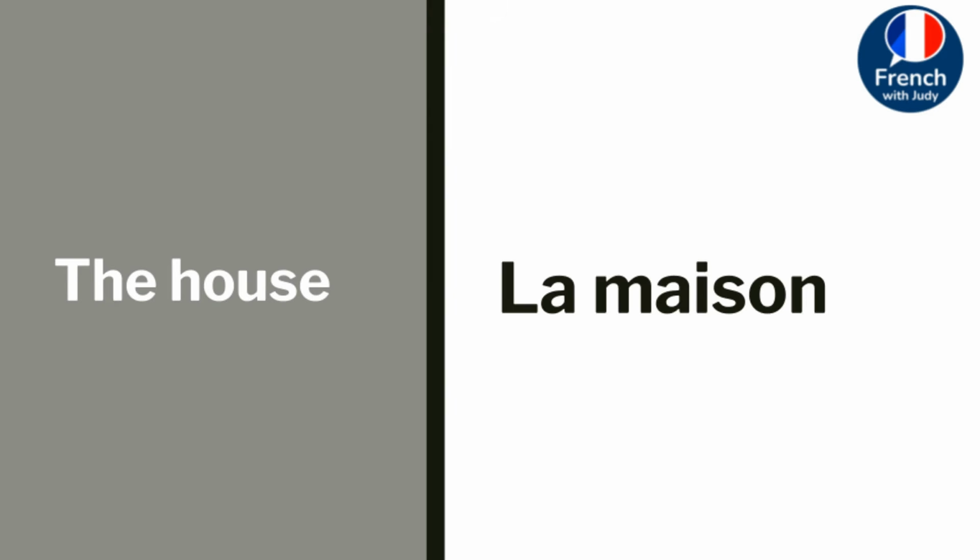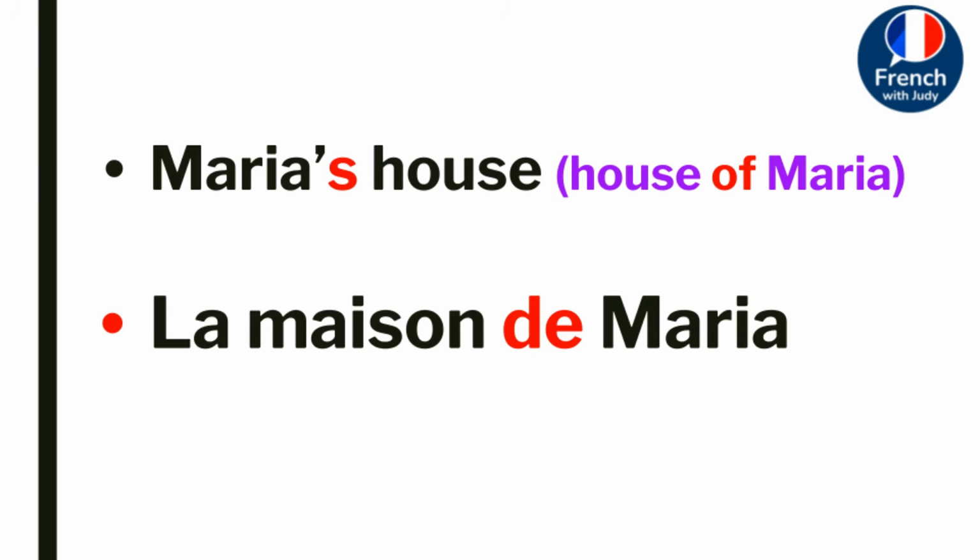Do you remember this word? The house. Good. La maison. Maria's house, or house of Maria in French, is La maison de Maria. The preposition de means of, indicates possession or relationship.